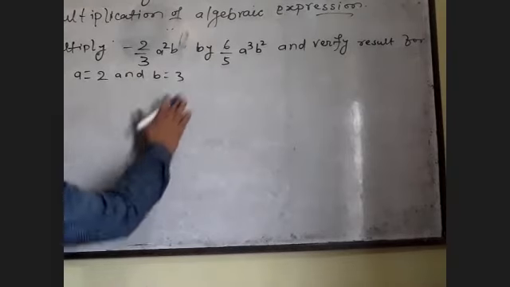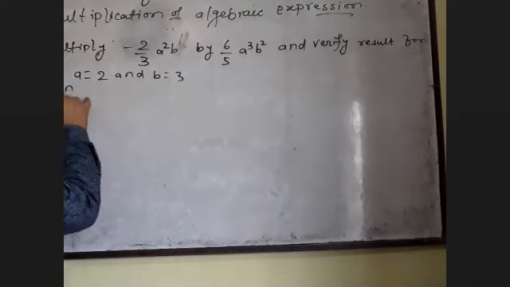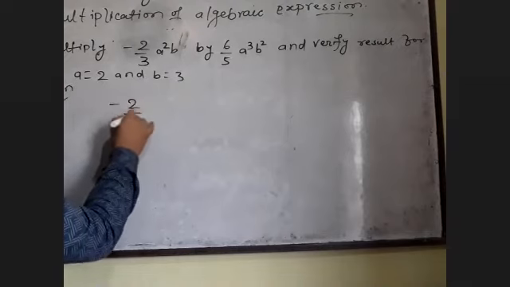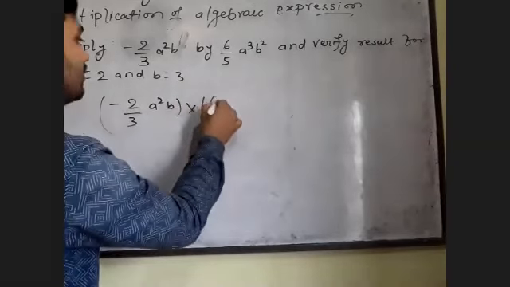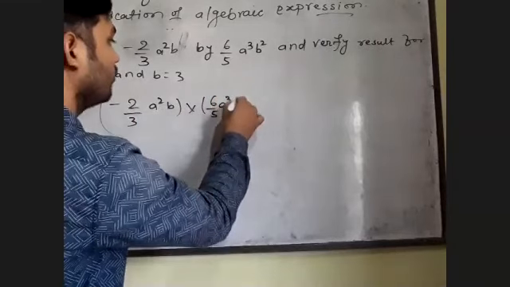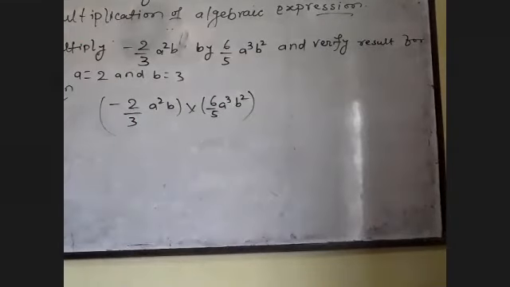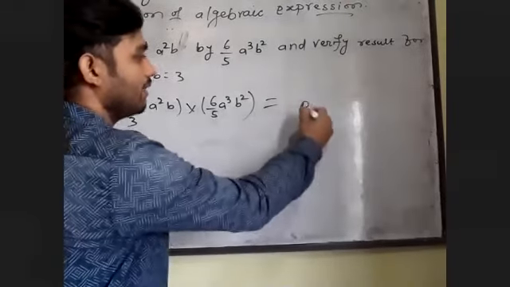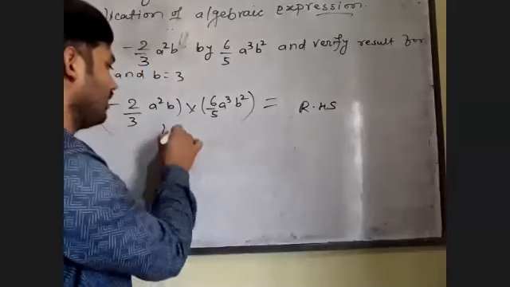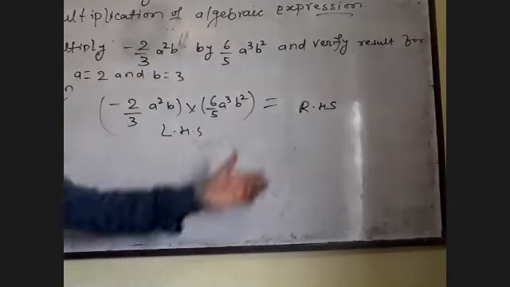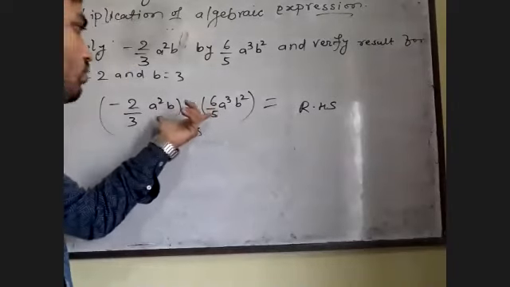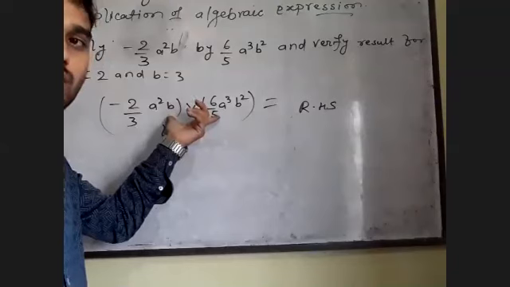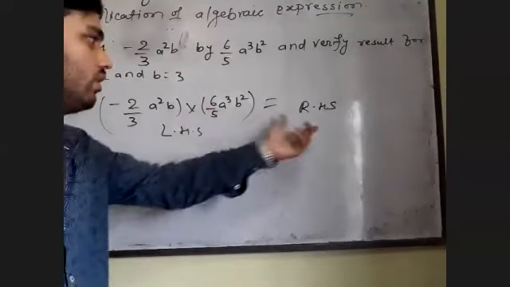What can we write? Solution. We have to multiply minus 2 by 3 a square b and 6 by 5 a cube b square. Whatever the product comes, that becomes the RHS, and this one is the LHS. Whatever the result is when we multiply these two terms, we will get something.